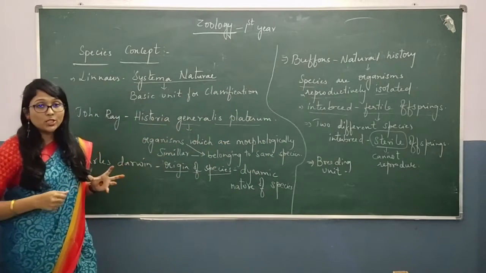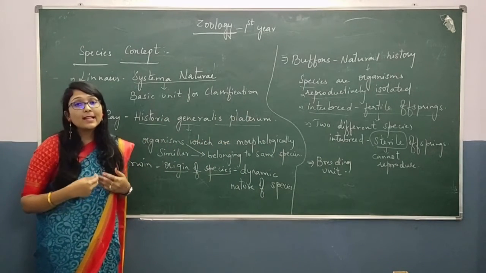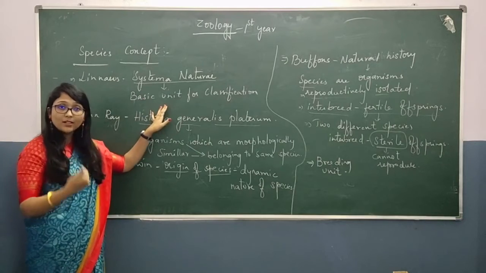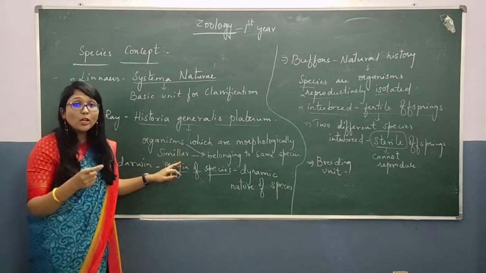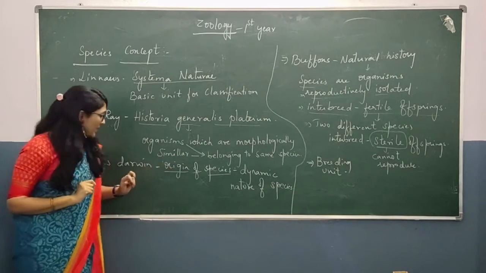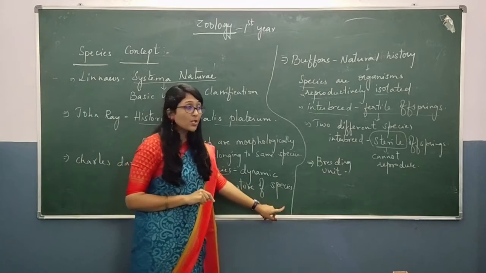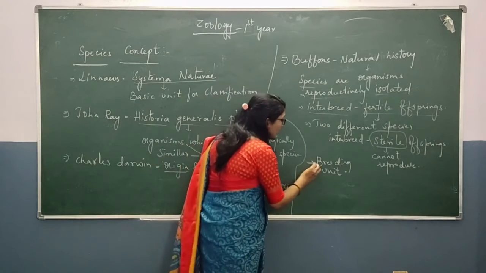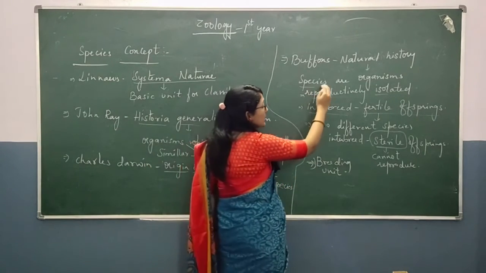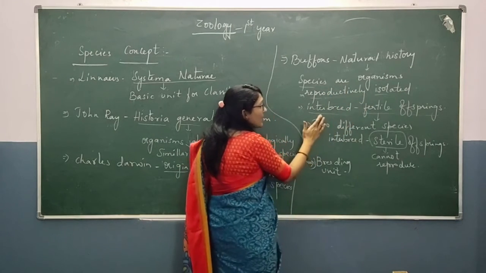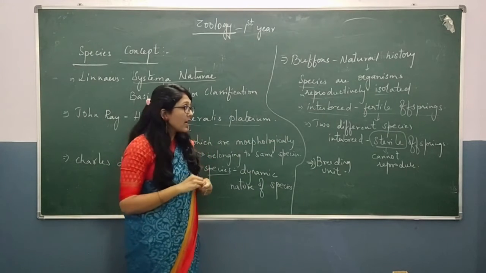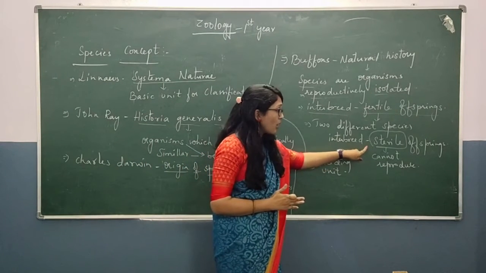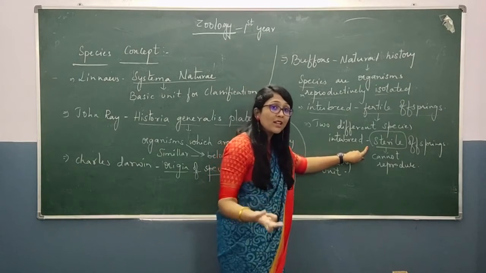Okay, quickly we are studying the species concept. That is nothing but various scientists have explained or written something related to species. Linnaeus said the basic unit of classification. John Ray said morphologically similar organisms can be called the same species. Charles Darwin explained the dynamic nature of the species. Buffon elaborately explained species by taking some units; the first unit we are studying is the breeding unit. Breeding unit is nothing but the species, organisms reproductively isolated, that can interbreed and produce fertile offspring. If the organisms belong to two different species, then they will give rise to sterile offspring, meaning this generation cannot reproduce, cannot give rise to the next generation.